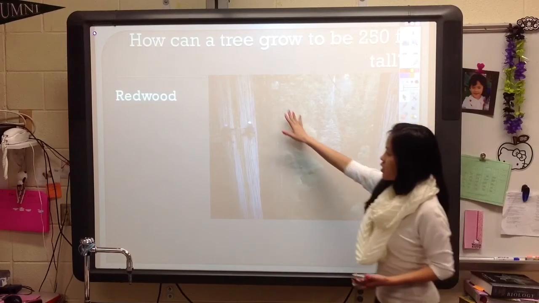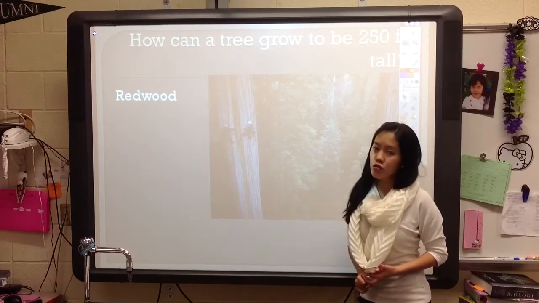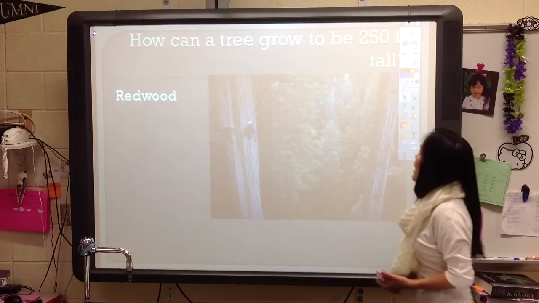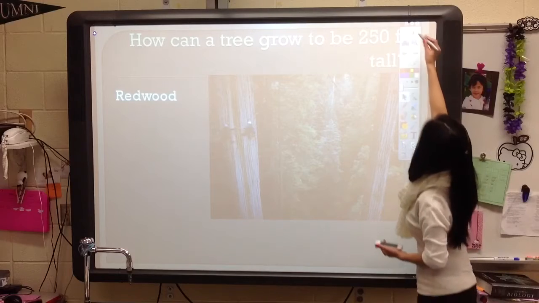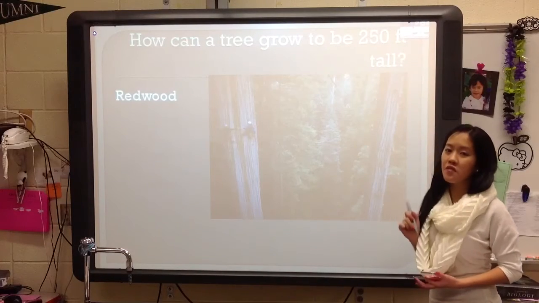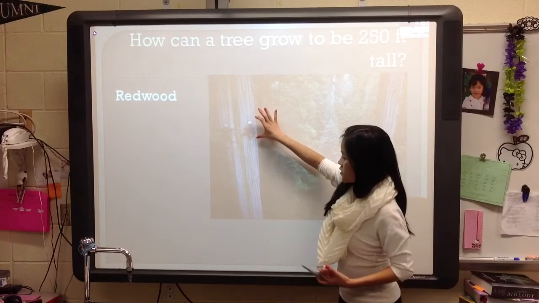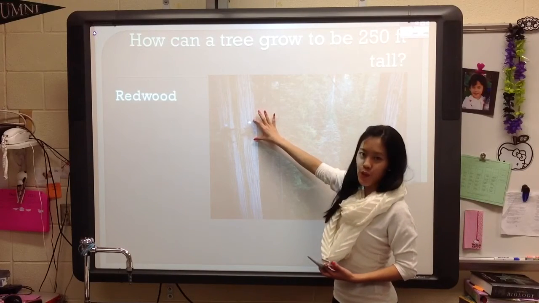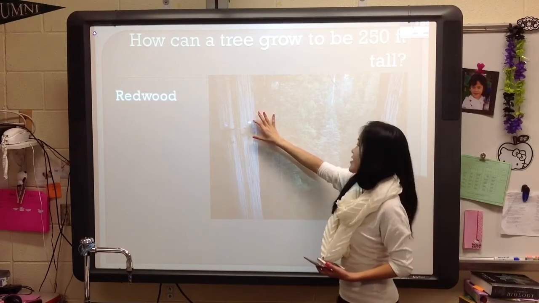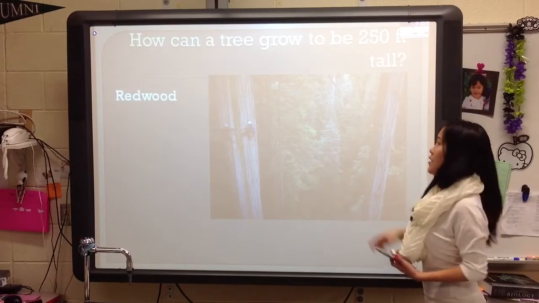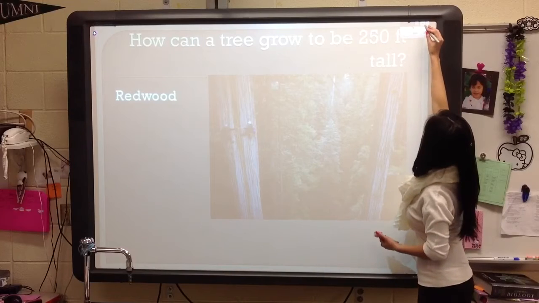So here's actually a picture of redwood trees. They're the tallest trees in the world, and some of them can grow to become over 250 feet tall. Now, if you look at this picture, if you can see it, there's these tiny little people that are actually climbing up the tree, and it's really, really big. Size of buildings is how big these trees are.